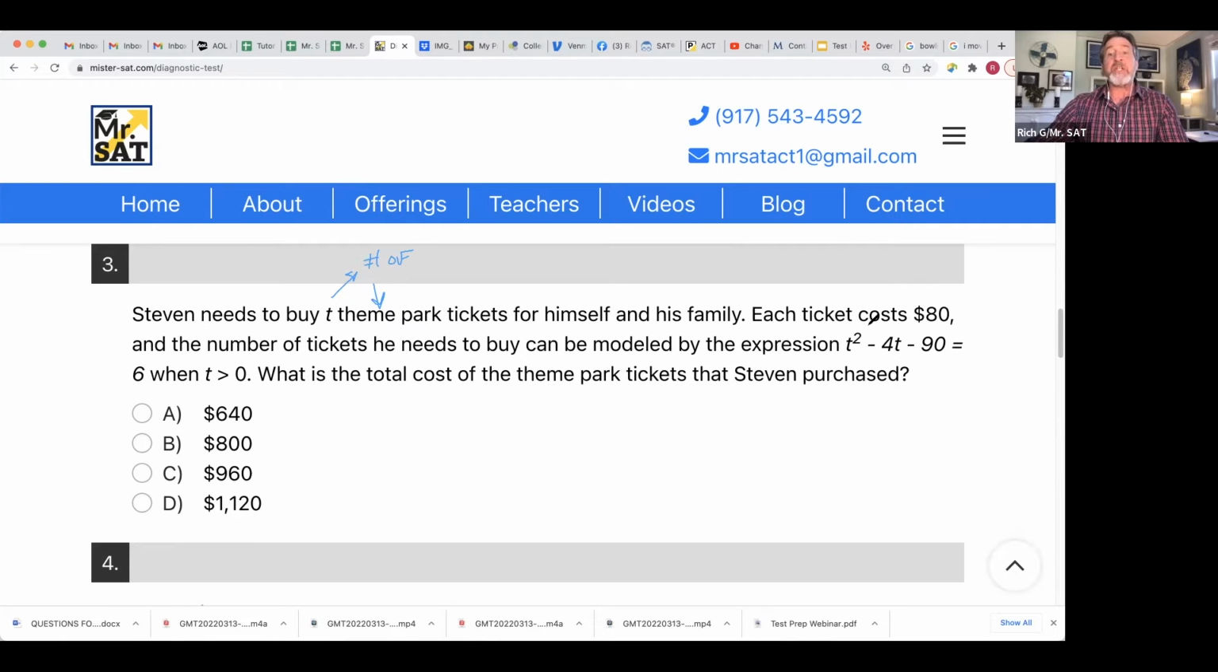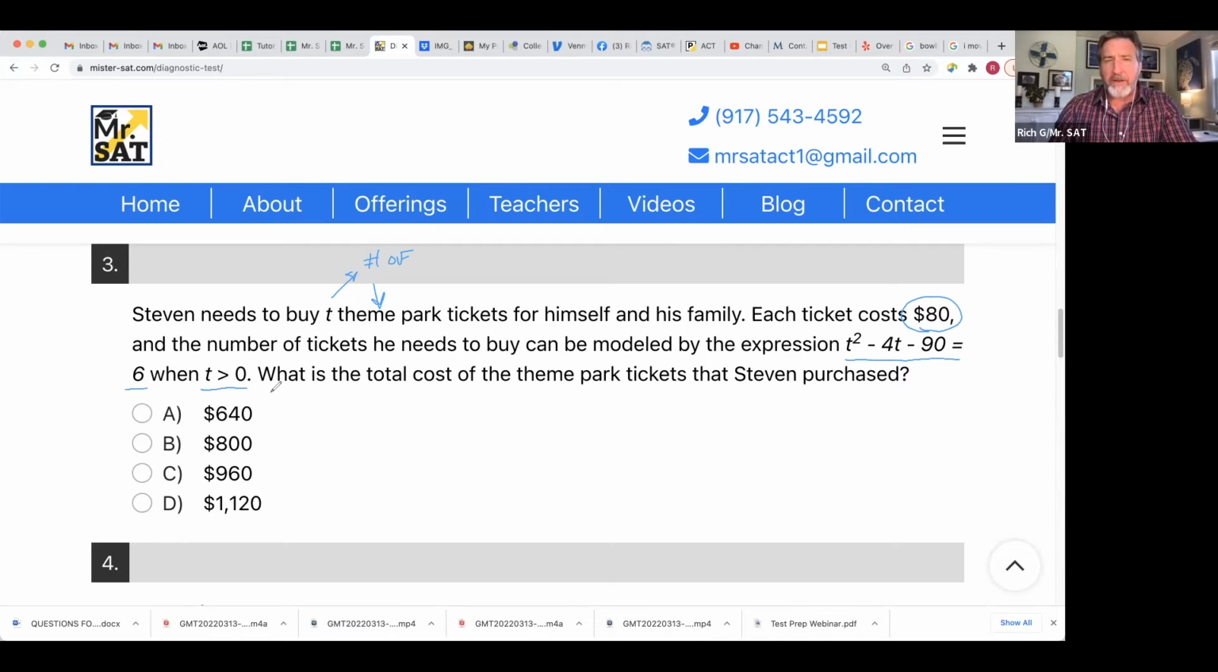It then says each ticket costs $80. I'm going to circle that because we know 80 bucks is going to come into play later on. And then it says the number of tickets he needs to buy can be modeled by the expression T squared minus 4T minus 90 equals 6. Well, that's where things might seem to get a little complicated, but hold on. I'm going to give you some easy methods to tackle this in just a moment. And then it says, when T is greater than 0.